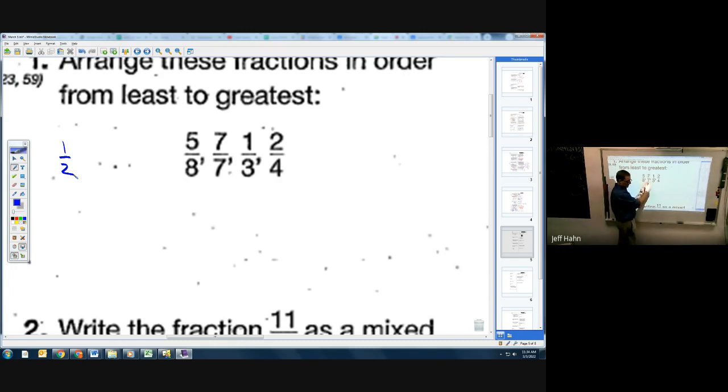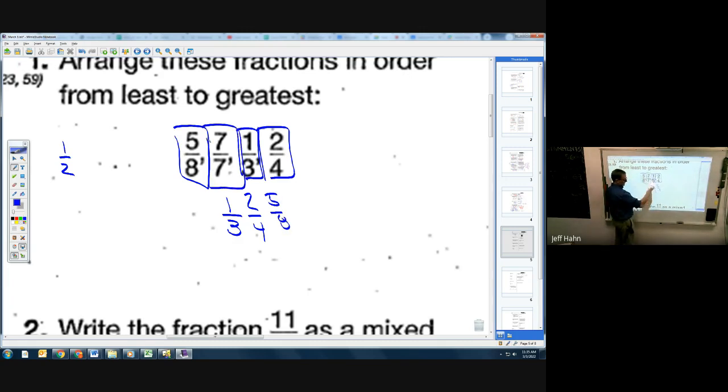This is one whole thing. 1/3 would be less than 1/2. And 2/4 is equal to 1/2. So what's the smallest one we have? This is the only one that was less than 1/2. So that's 1/3. This was the one that was equal to 1/2. So that comes next. This was bigger than 1/2. And this is way bigger than 1/2 because that equals 1. So you always think about how it compares to 1/2.